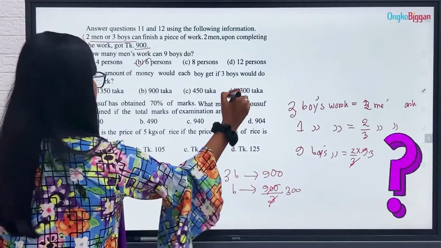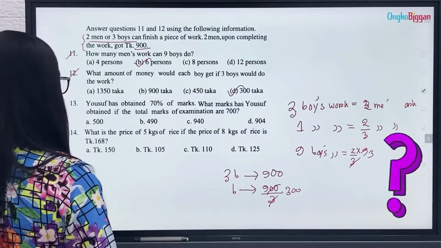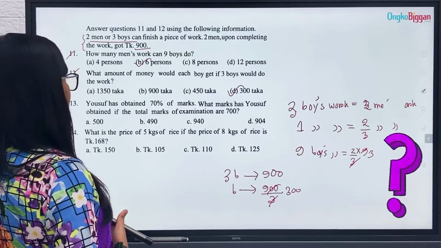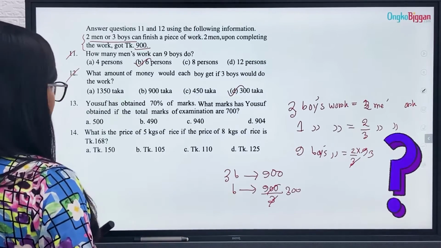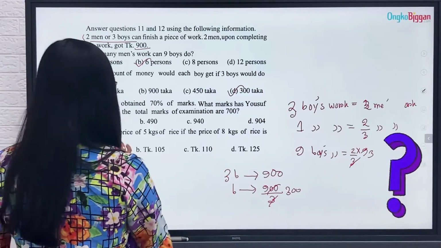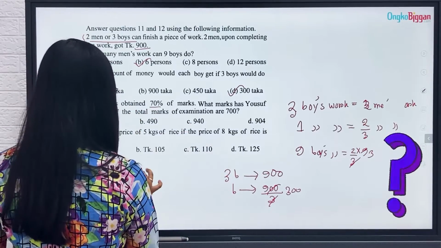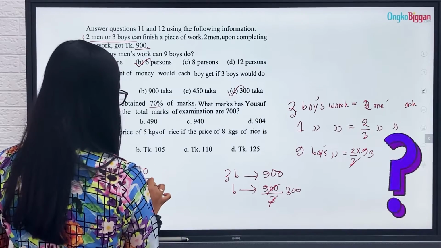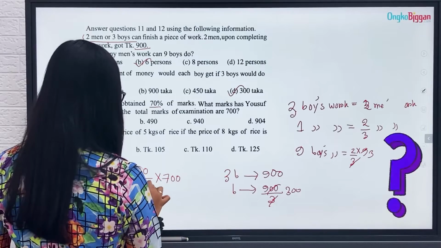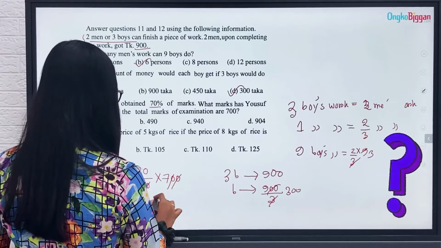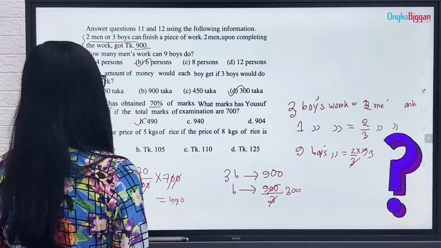So it is 300. Number 13, Yusuf has obtained 70% of marks. What marks has Yusuf obtained if the total marks of the examination are 700? Yusuf has obtained 70% marks, that means 70 by 100 into 700. Since the total marks is 700, it will be 490. So he has obtained 490 marks.